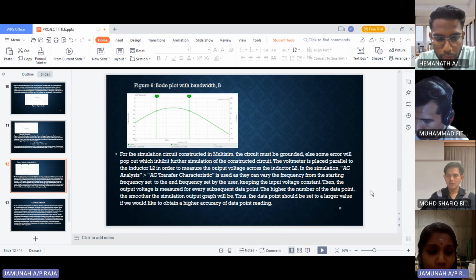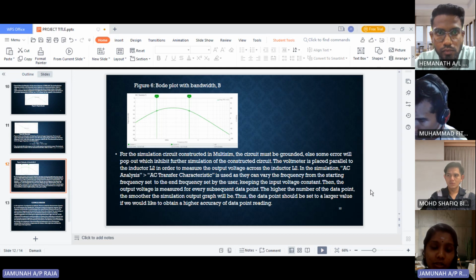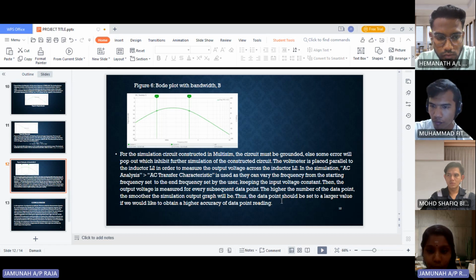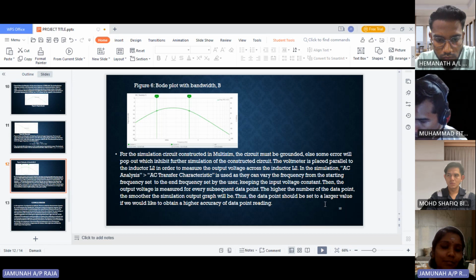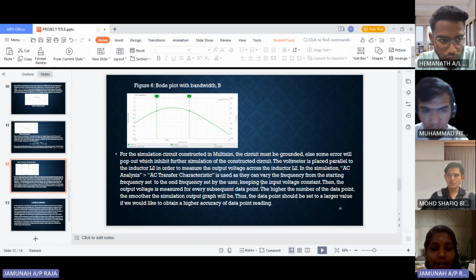Then the output voltage is measured for every subsequent data point. The higher the number of data points, the smoother the simulation output graph will be. Thus the data point should be set to a high value if we would like to obtain a higher frequency of data point reading. Okay, that's all for the explanation.